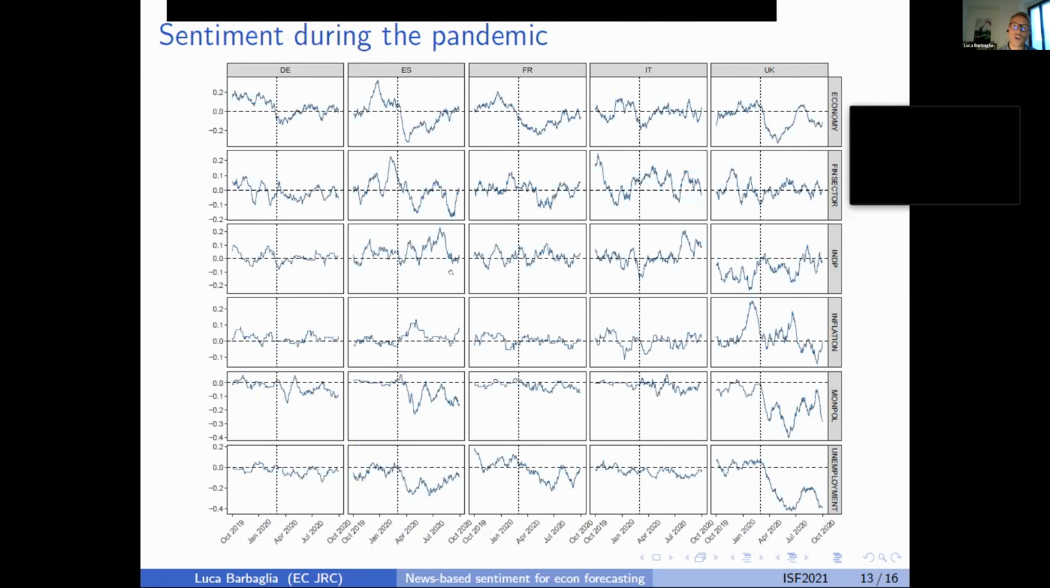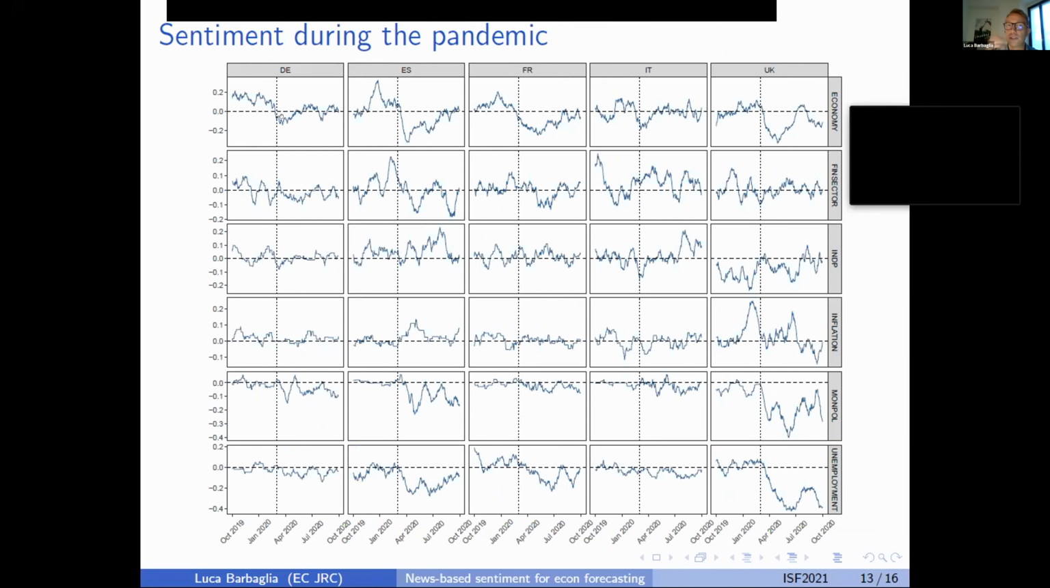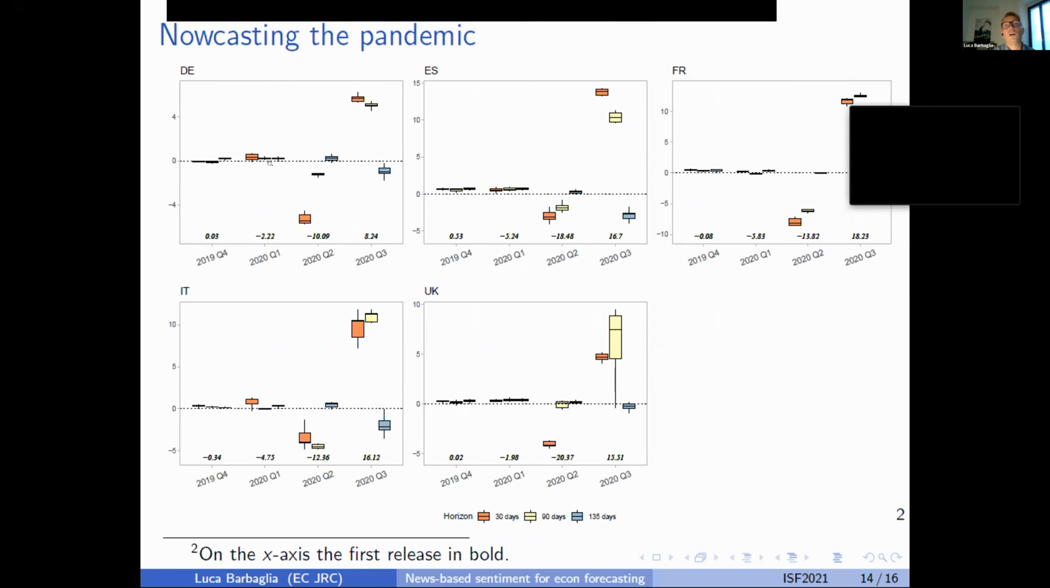Now let's move to the COVID-19 period, where we'll make a special focus. These are the sentiments in the first 3 quarters of 2020, and the vertical dashed line corresponds to March the 1st, 2020, so the beginning of lockdown measures in Italy, essentially. What you see is that some indicators showed a big drop, like for instance economy and unemployment. Other indicators like financial sector did not. And if you use these indicators to make a forecast, this is what we obtain essentially.